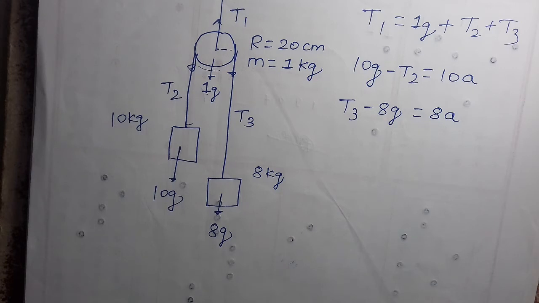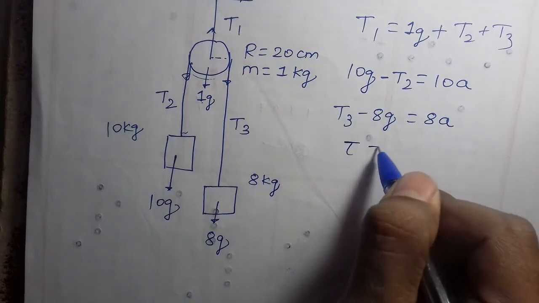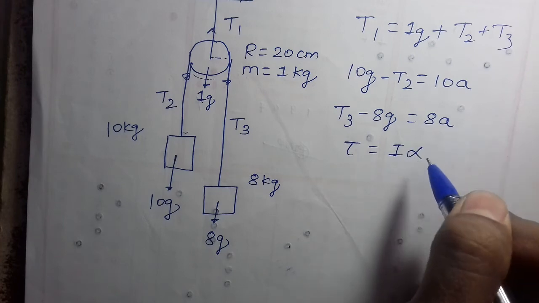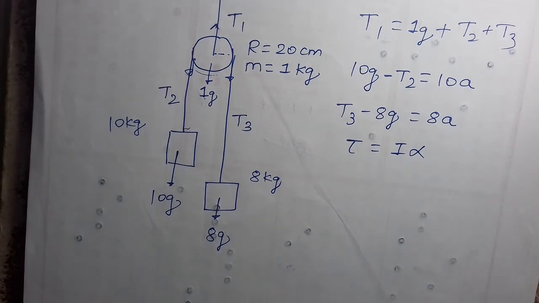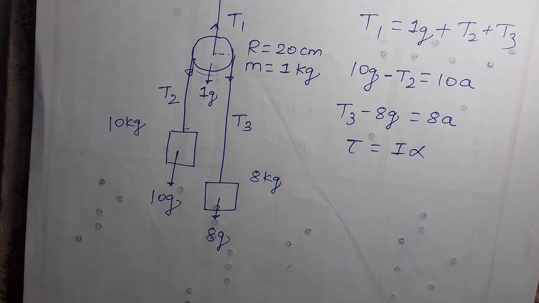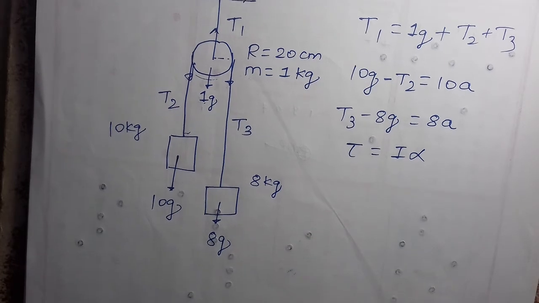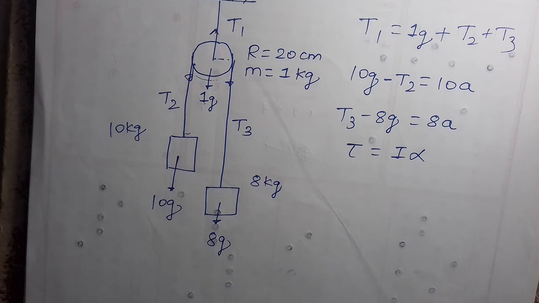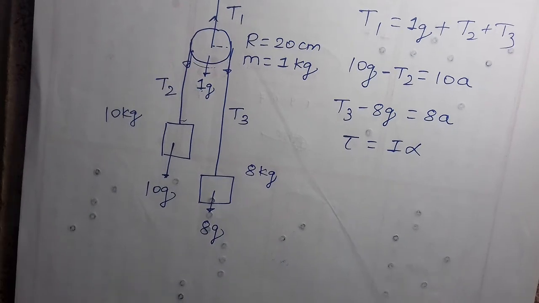If pulley has mass, then this equation is useful, otherwise this equation is not useful. Third equation is what? Torque is equal to I into alpha. Torque is force into perpendicular distance between forces, and here torque is difference between tension into radius of the pulley.